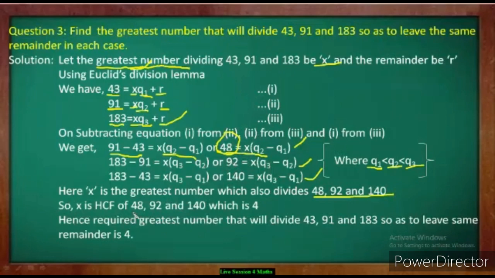So the greatest number which divides them is the HCF. The HCF of these three numbers we have calculated is 4. You can find it using the prime factorization method; here I have directly written the answer. So the greatest number which will divide all three numbers leaving the same remainder is 4.